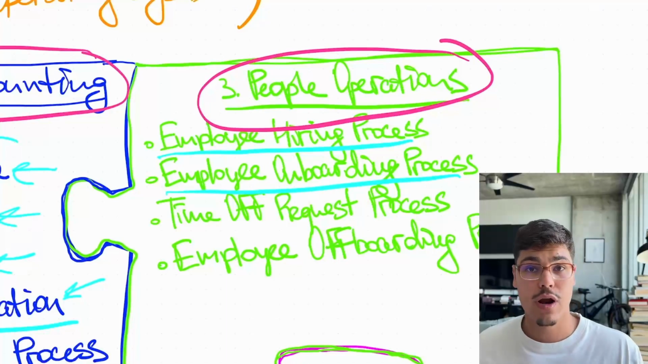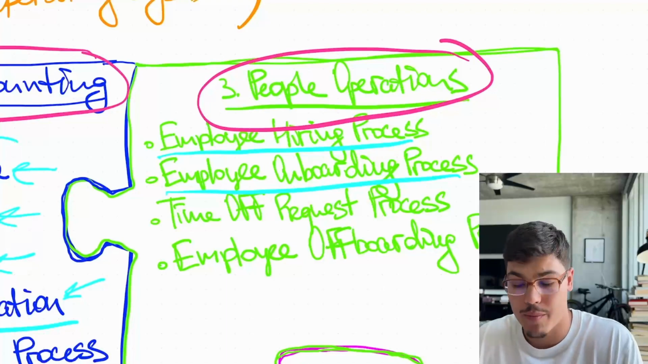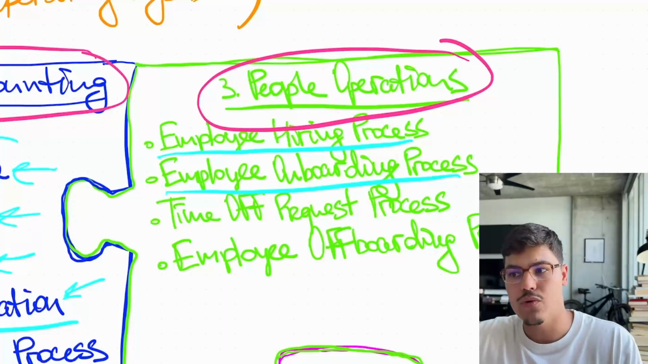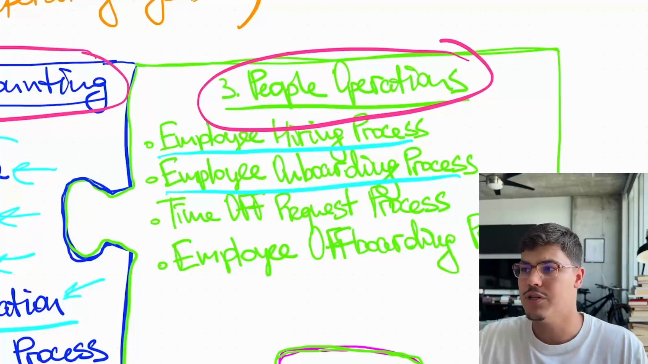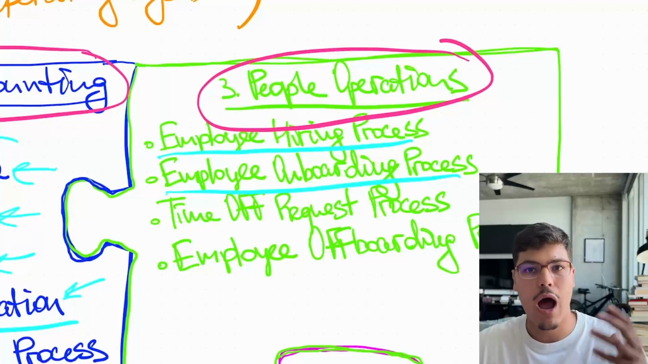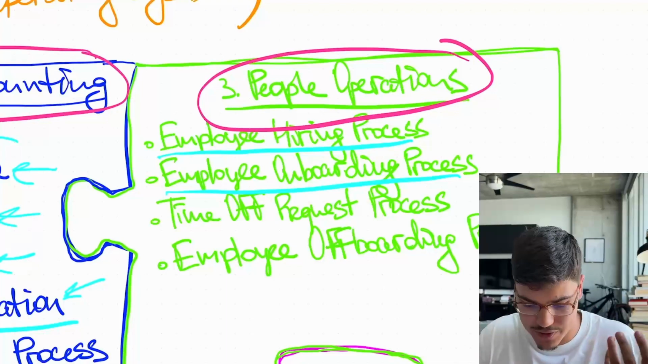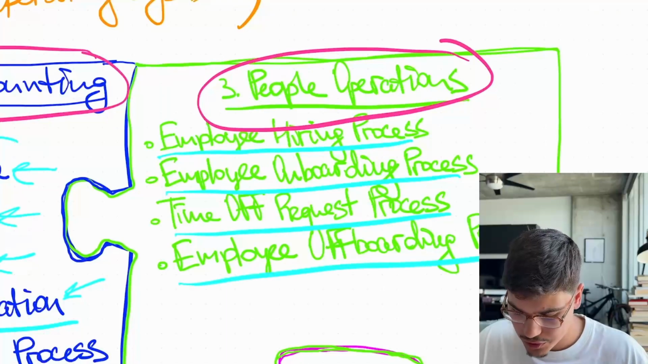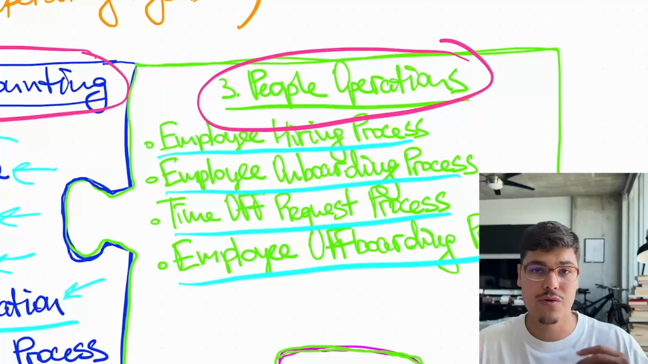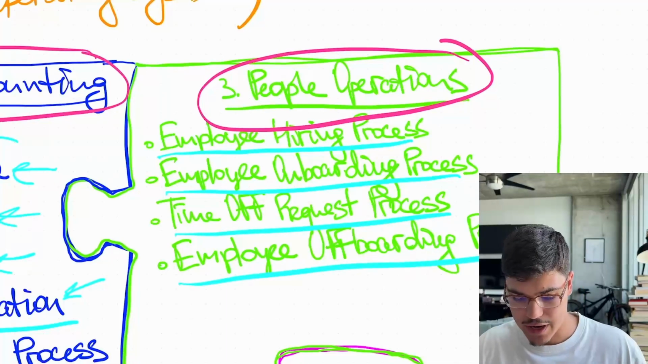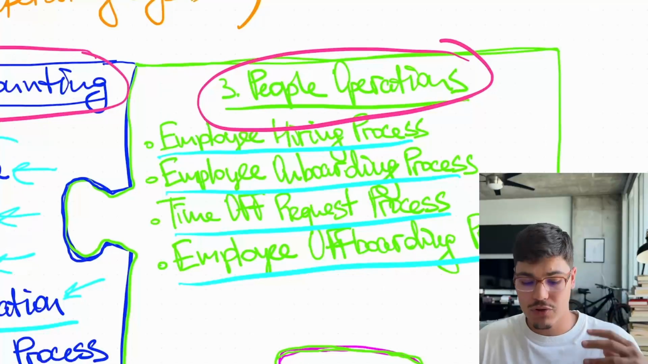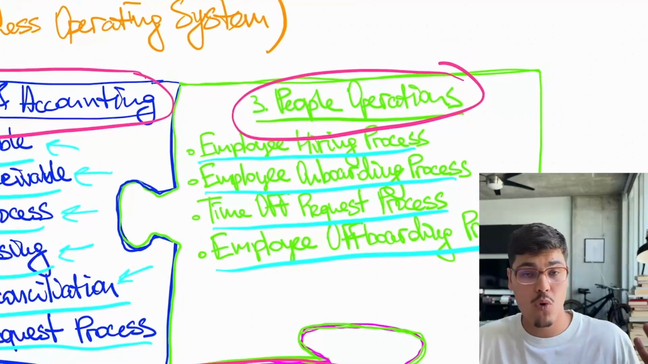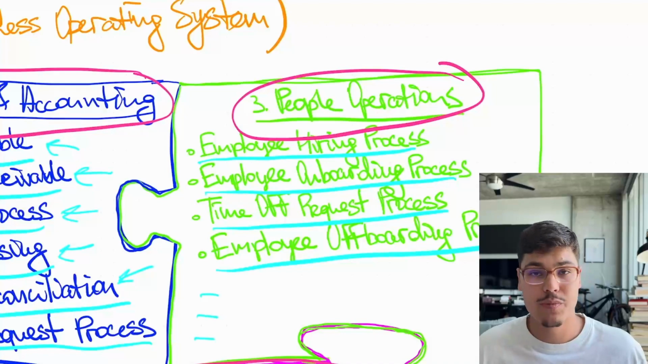It's like you have a new employee coming this week. What do we do? Like, how do we onboard them? Do we need to give them, I don't know, new software access? Do we need to add them to our Office 365, whatever needs to happen? There is a process behind this, probably. There is a time off request process, employee offboarding process when you're firing someone or someone is leaving the company. So again, all of these things are examples of your people operations. If you have more, you can just simply add them to your business operating system.